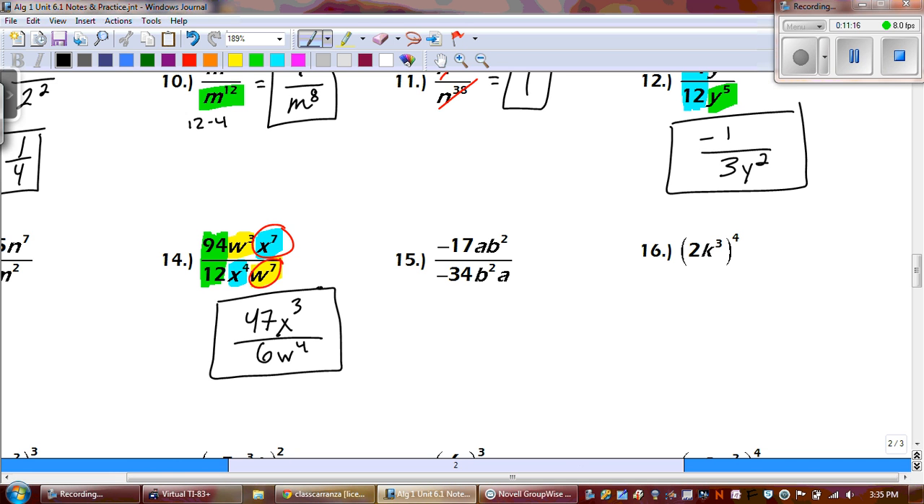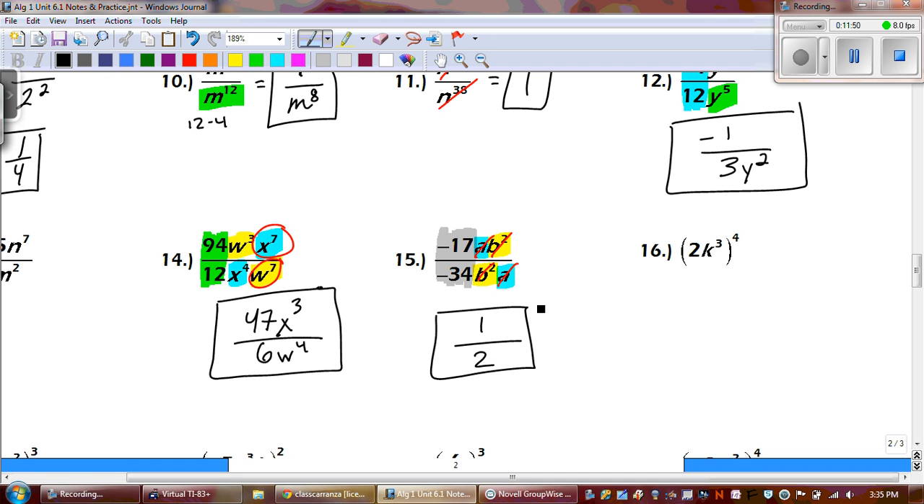15. Take a look at the numbers right there. Negative 17 over 34. If you don't know how to do it, plug it into your calculator. That actually reduces to 1/2. Okay? So looking at the a's, well, they're both to the first power, so they both cancel out. Now looking at your b's, they're both b squared, so those cancel out. So all we're left with is 1/2. And that's our final answer.